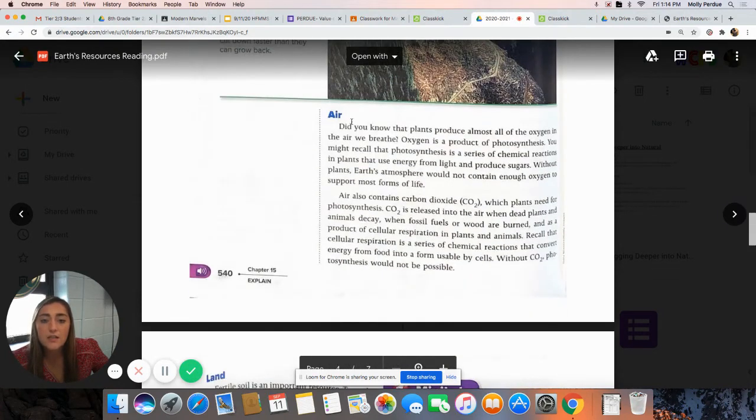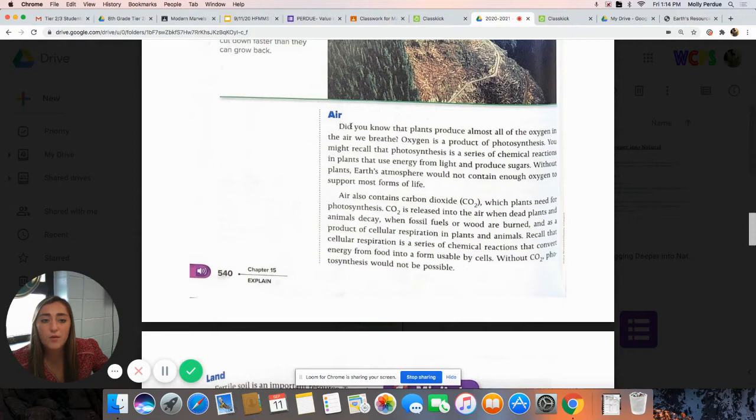Air. Did you know that plants produce almost all of the oxygen in the air we breathe? Oxygen is a product of photosynthesis. Photosynthesis is a series of chemical reactions in plants that use energy from light and produce sugars. Without plants, Earth's atmosphere would not contain enough oxygen to support most forms of life.